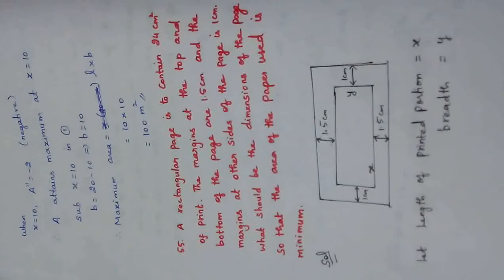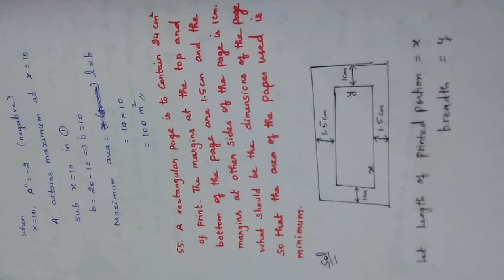So what is the answer that we have obtained? We have a wire of length 40 meter, right? Using a 40 meter wire, we can fence a maximum rectangle area equal to 100 meters square. That is the answer. Question number 55.